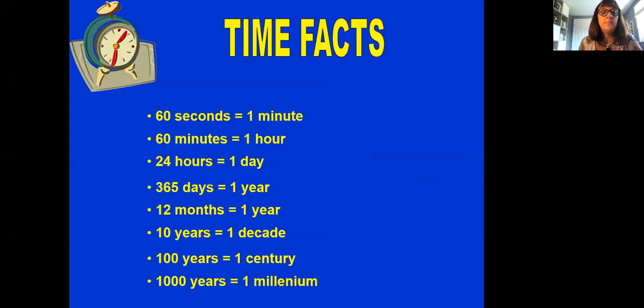Telling the time. Here are some facts. Remember, 60 seconds make 1 minute. 60 minutes are in an hour. There are 24 hours in a day. 365 days in a year, unless it's a leap year, and then it's 366. 12 months in a year, 10 years in a decade, 100 years in a century, and 1,000 years in a millennium. There you go, some interesting facts.